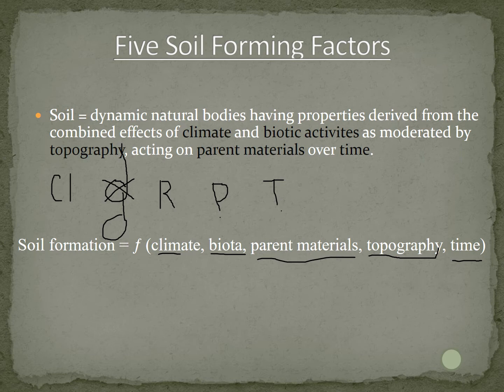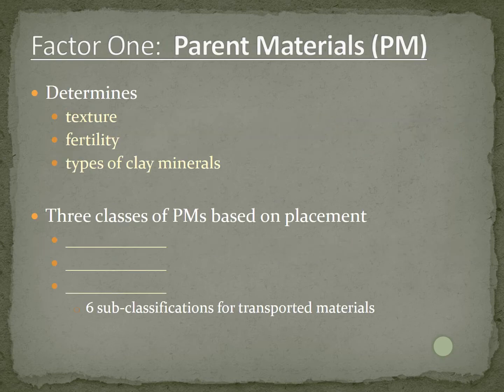Clorpt. Climate, organisms, relief, parent material, time. If that helps you, use it. All right. Parent materials is the first factor in soil development. This is going to determine the texture, the fertility, and the types of clay minerals seen in soils. There are 3 classes of parent materials based on placement, and then the third one has 6 subclassifications.